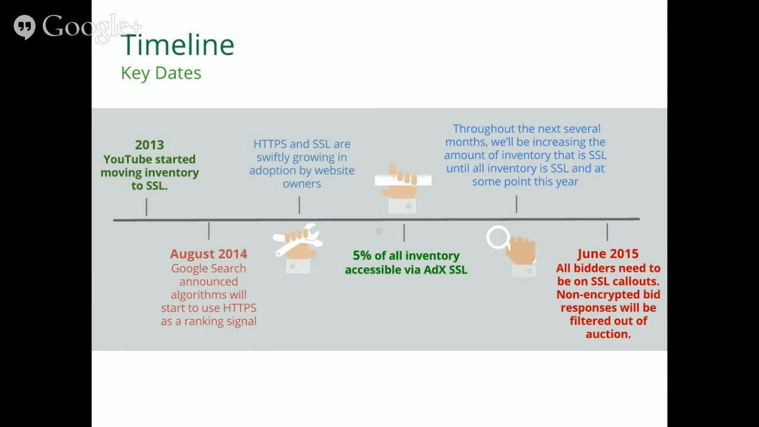And the last milestone here is specific to SSL callouts. So every bidder will need to be on an HTTPS bidder endpoint by the end of June, by June 30th. Otherwise, you will lose out on traffic from Ad Exchange as of July 1st.